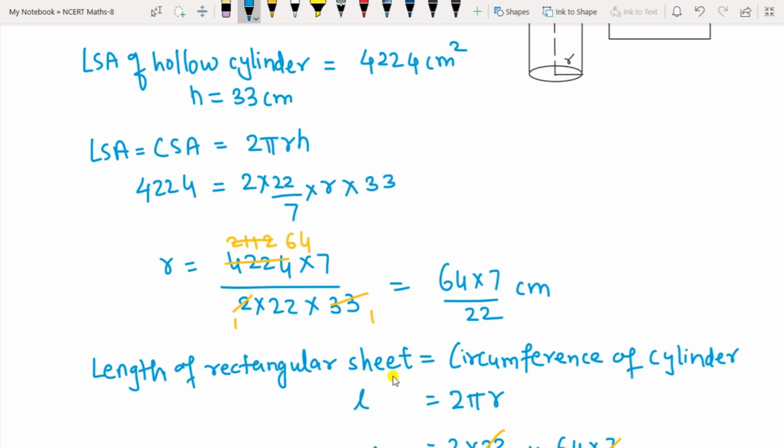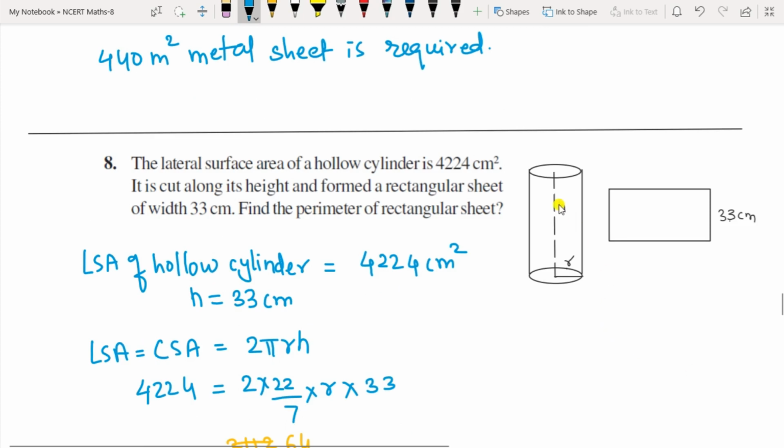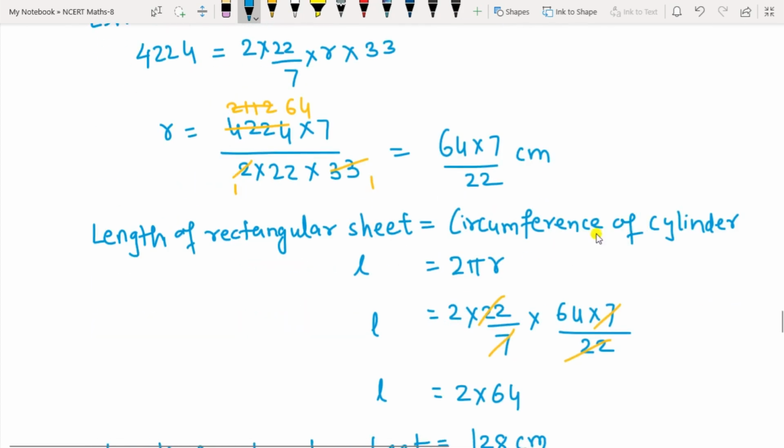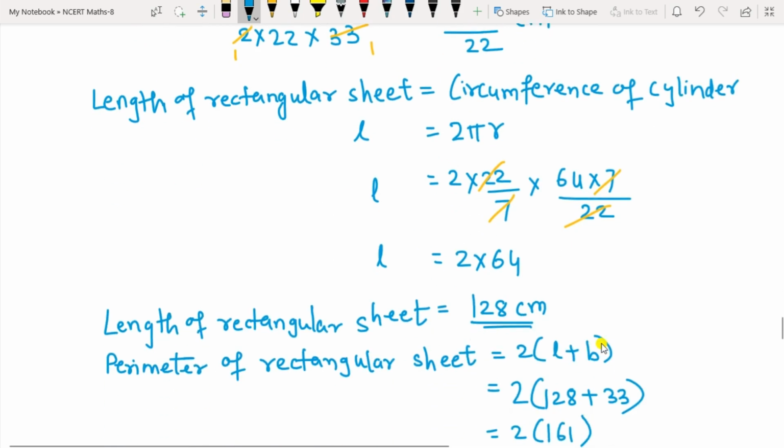The length of the rectangular sheet will be the circumference of the cylinder. If you cut it like this and open it, it will become a rectangular piece. So the circumference of the cylinder is 2 pi r. So L equals 2 into 22 by 7 and R the value is this. Now cut the like numbers. So L will be equal to 128 centimeter. That is the length of the rectangular sheet, 128 centimeter.